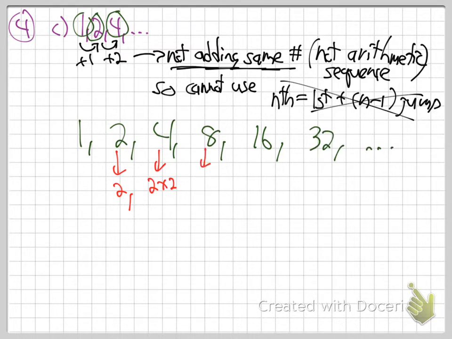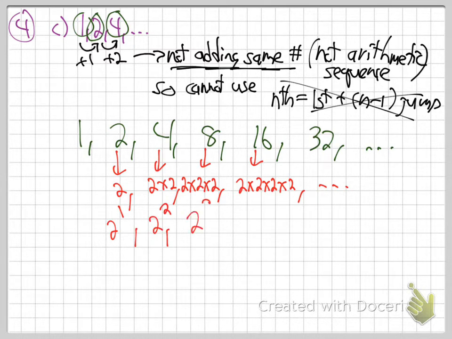Now, what does 8 come from? Well, it's 3 2's multiplied. And where does 16 come from? 4 2's multiplied, etc. So, in other words, we're just multiplying by another 2 every time. So this is 2 to the first power. This is 2 to the second. This is 2 to the third. This is 2 to the... well, what's the 1? 2 to the 0.